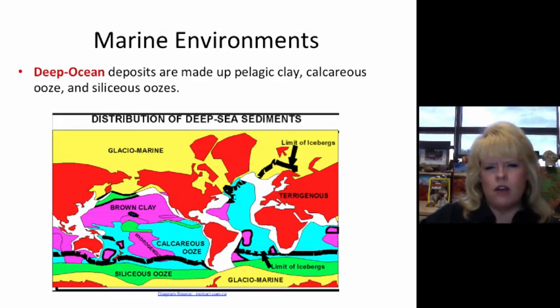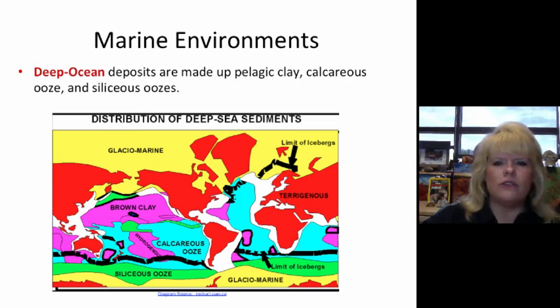So there's still one more environment to discuss, and that's the deep ocean. These deposits are made of pelagic clay, calcareous oozes, and siliceous oozes. You might be saying, oh my gosh, what are those words? Pelagic clays are going to be your deep water clays. So they're the remaining detrital material that takes a long time to settle out at the bottom of the deep ocean. Calcareous oozes are going to be your stuff that's made out of calcium carbonate, basically material like dead animals that sinks to the bottom of the ocean. And then your siliceous oozes are those that are made out of silica-based animals.